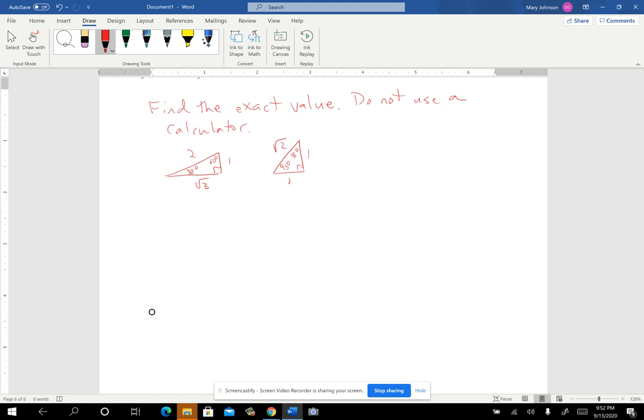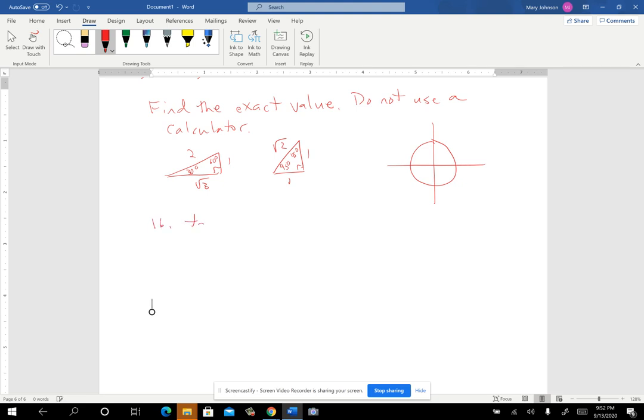Another thing we can use is the unit circle, which has those special angles sometimes on there. And I'll fill it in as I need it. All right, so let's go ahead and do a bunch of these.